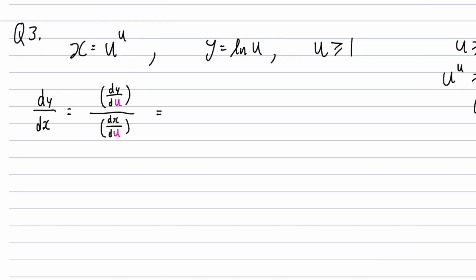Contextualize. Don't just memorize. Memorize the correct thing. So dy by du. Let's figure out what that is. Differentiate y with respect to u. 1 over u. Correct? Yes. Differentiation.